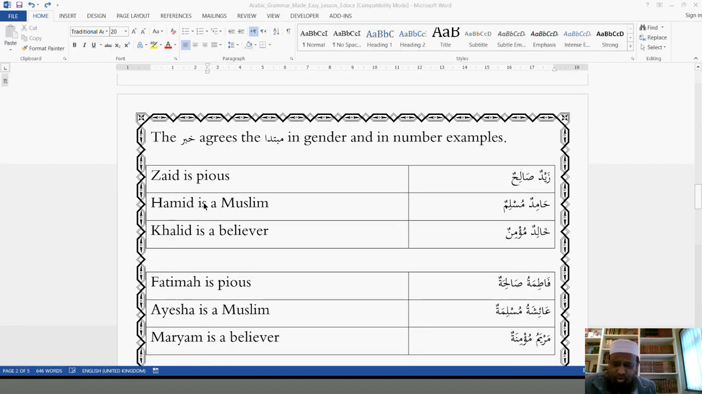Fatimatu Salihatun. See, the khabar is agreeing in gender and in number. First, Zaydun was masculine, Salihun masculine. Over here, Fatima is feminine, so the khabar has to agree with the feminine: Salihatun. Aishatu Muslimatun. Maryamu Mu'minatun. Aishatu Muslimatun. Fatimatu Salihatun.